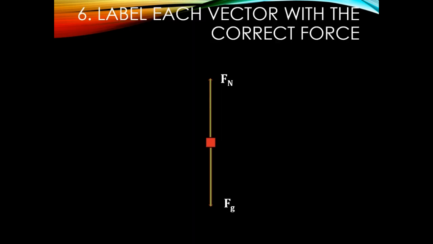Now the last step is to label each vector with a force it represents. Remember from the types of forces lesson that gravity is designated with an FG and normal is FN. So this is our complete force diagram. We have a vector representing gravity pulling down, and we have a vector representing the normal force pushing up.